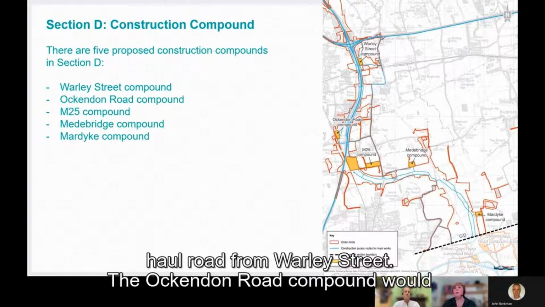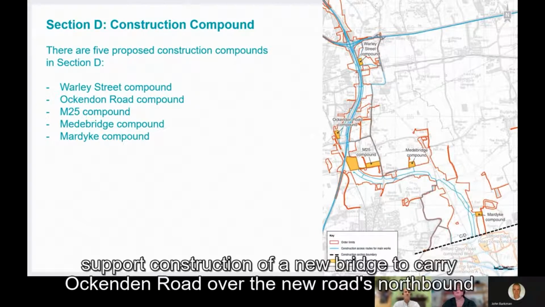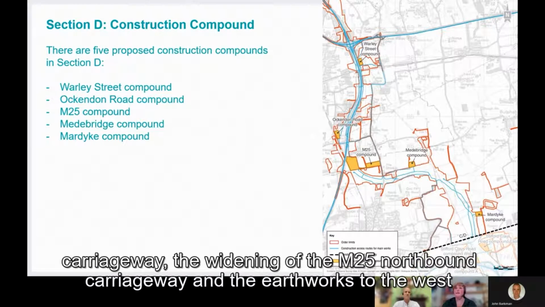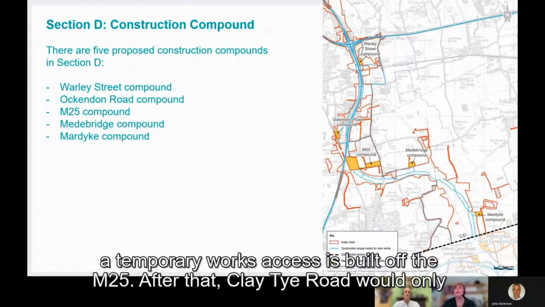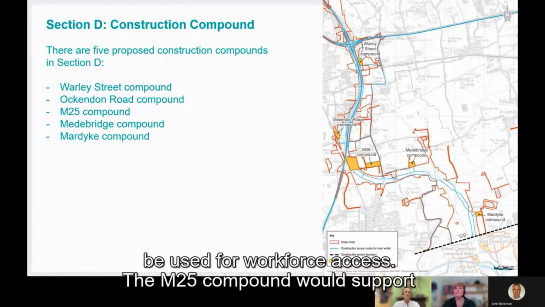The Ockenden Road compound would support construction of the new bridge to carry the Ockenden Road over the new road's northbound carriageway, the widening of the M25 northbound carriageway, and the earthworks to the west of the M25. Site access would be via Clay Tye Road at the start of works before a temporary works access is built off of the M25. After that, Clay Tye Road would only be used for workforce access.